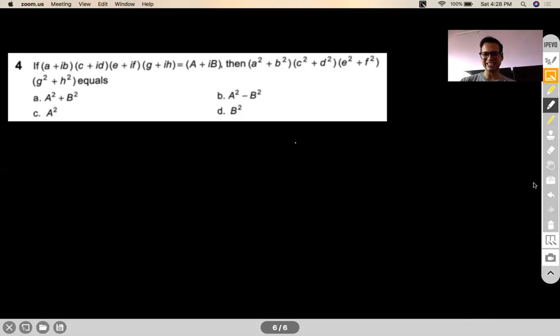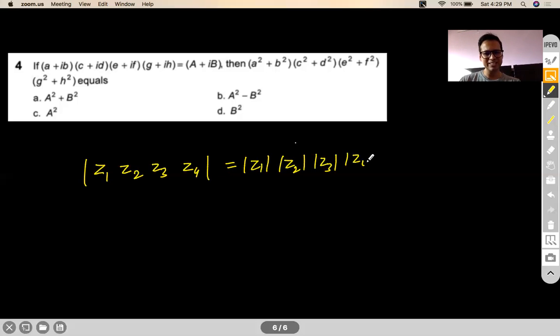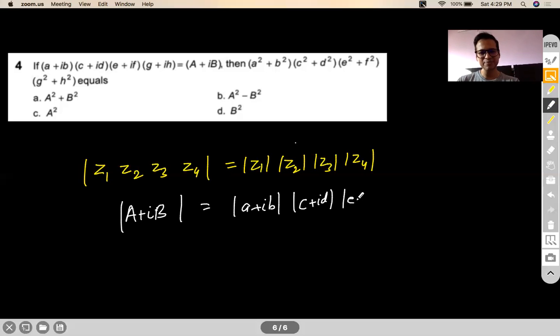Okay, let's check. See, guys, here we are basically multiplying 4 complex numbers, isn't it? So Z1, Z2, Z3, Z4 are being multiplied. Can I say the modulus of this complex number is the product of the moduli of each one of them, isn't it? Correct. So the modulus of the product is the modulus of each one of them: a plus ib, c plus id, e plus if, g plus ih, correct?